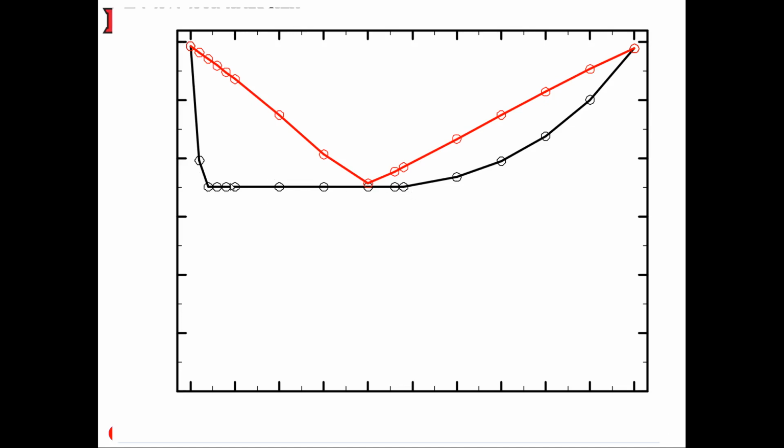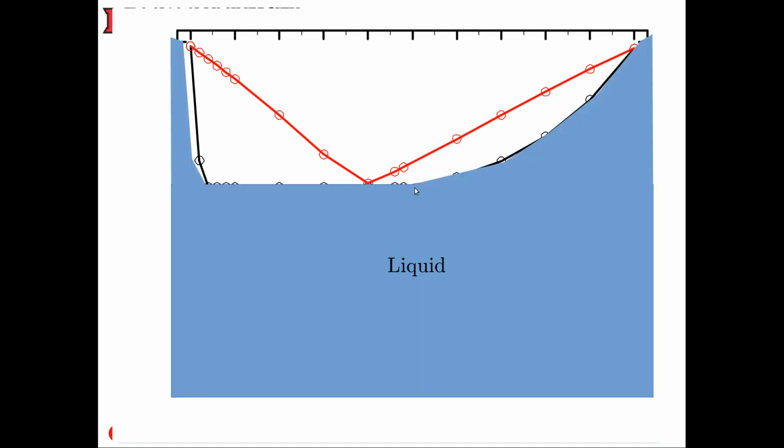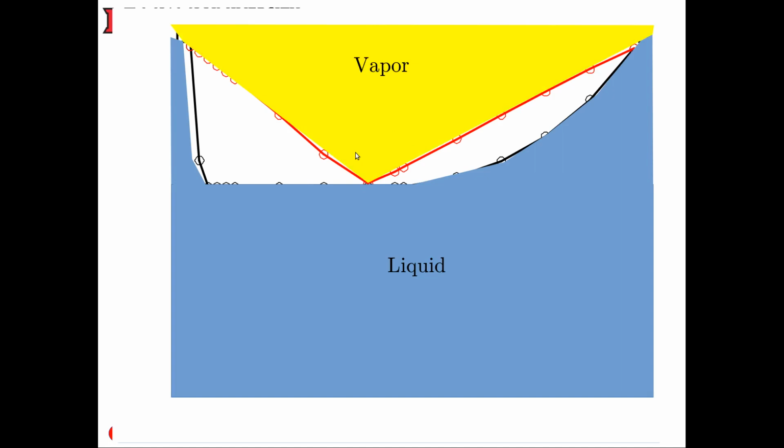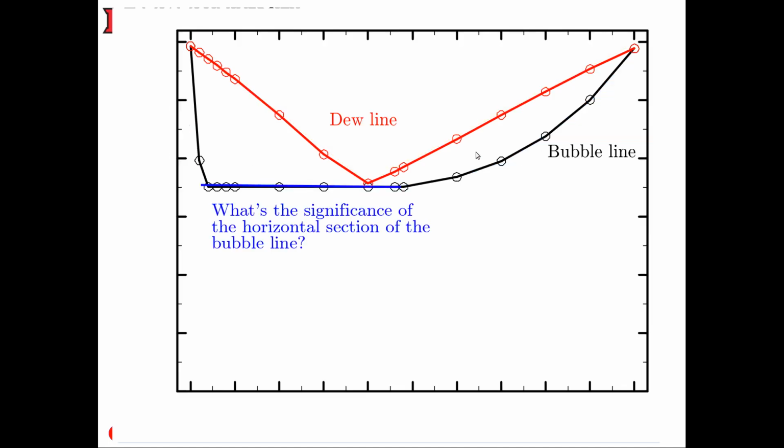Then I see this flat region here. This is that 0.04 to 0.48 range that was just highlighted. And here we have our azeotrope. So there's my bubble line and dew line. Below my bubble line I have a liquid. Above my dew line I have a vapor. And in between, two-phase. So what's the significance of the horizontal section of the bubble line?